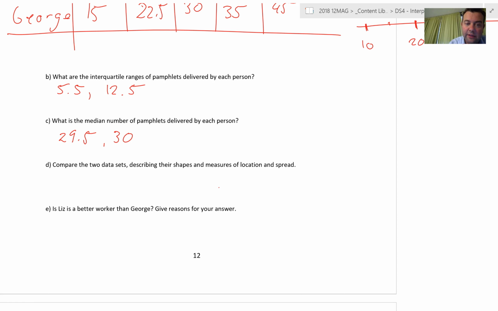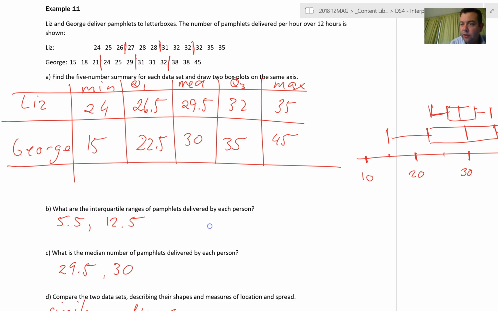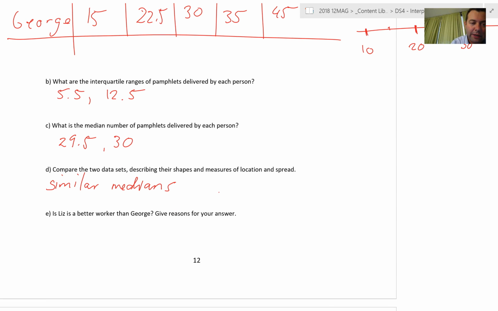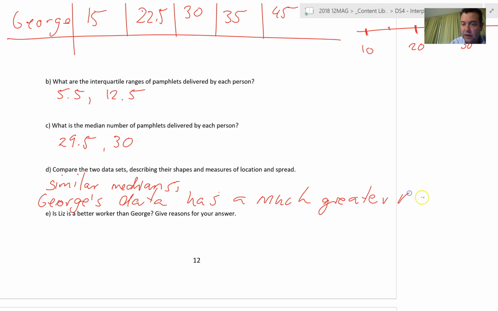Compare the two data sets. Similar medians. I mean, I could say that George's median's slightly higher, but in the range of things, if we have a look at that, the centre of those are pretty much the same. Similar medians. George's data has a much greater range. Okay, that's about where I got up to last time when the video cut out.